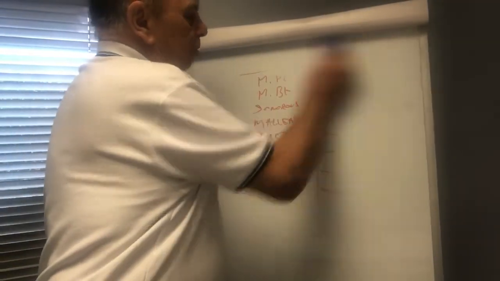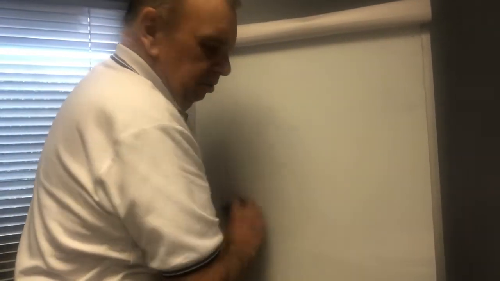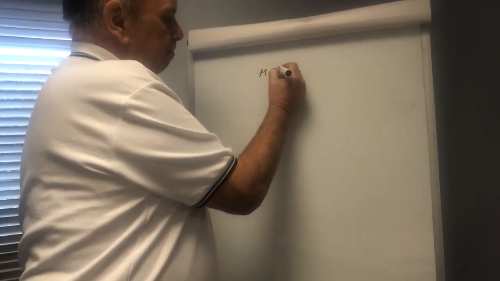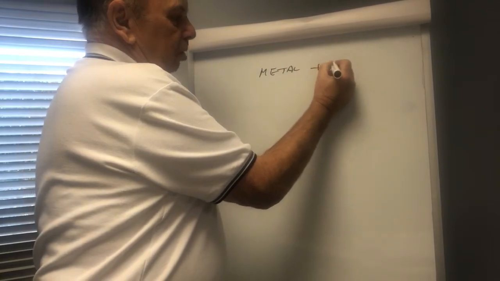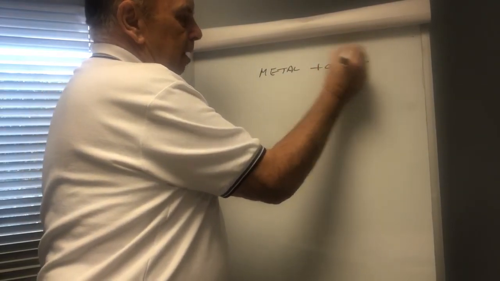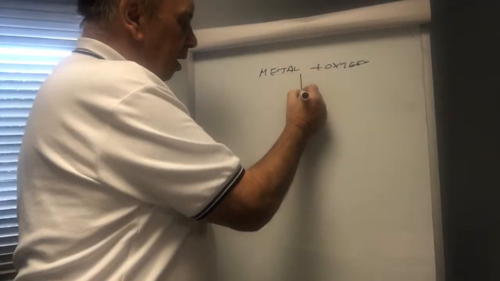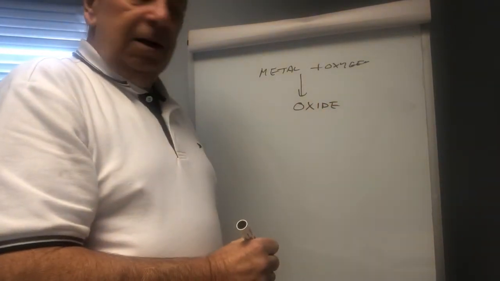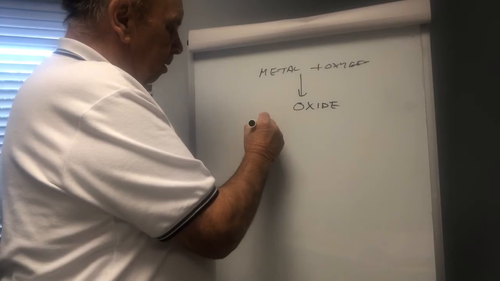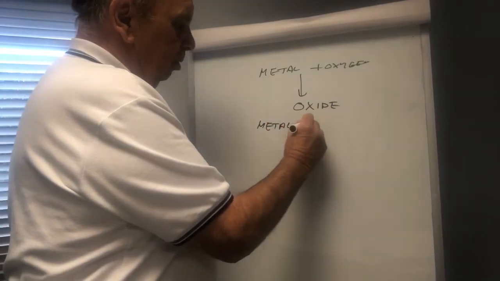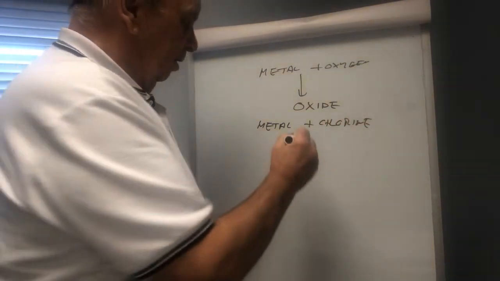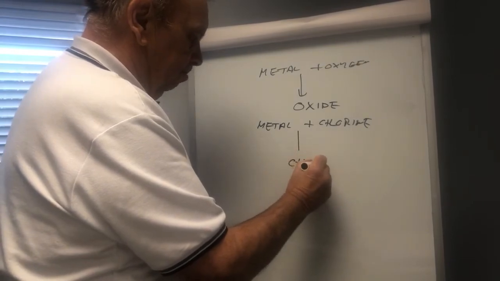I just want now to look at simple things that happen to the metals. Here's a simple equation. Metal plus oxygen combine together to form an oxide. Let's take another example. A metal plus chlorine. Would you believe it? gives you a chloride.